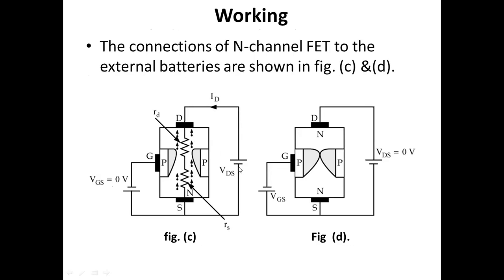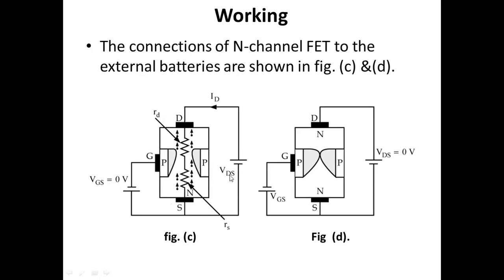So VDS is applied between the drain and source, and VGS is applied between the gate and source. Here we have two cases. The first case is when VDS, the drain to source voltage, is applied and VGS, the gate to source voltage, is equal to 0. It means it is shorted. Whenever we short this, there is no voltage across the gate and source.